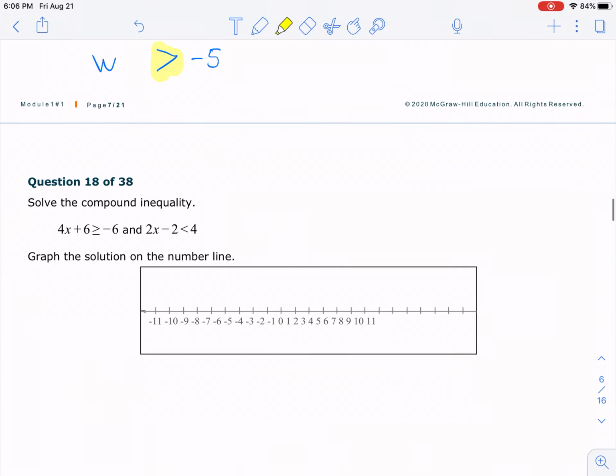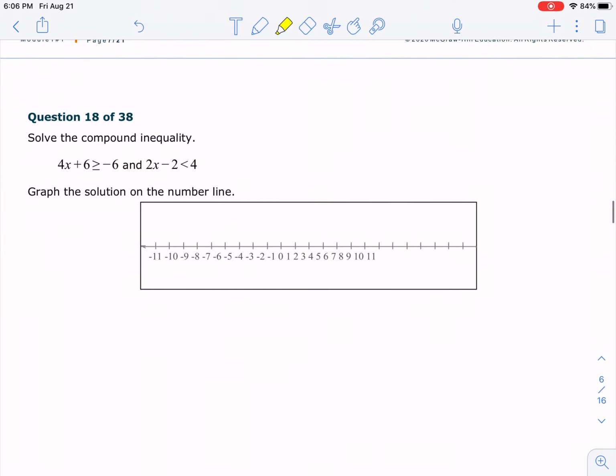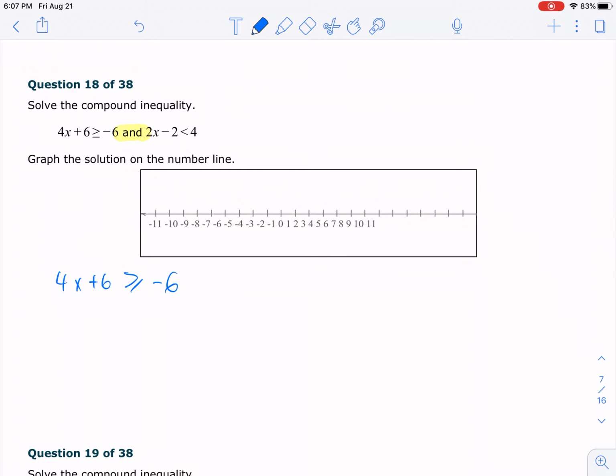Number 18 is quite important. Okay, first I want you to notice that they're asking you for n, which is the intersection. Now solving is easy. So we have 4x plus 6 greater than or equal to negative 6. So I have minus 6, minus 6. Negative 3. For the other one, we have 2x minus 2 less than 4.